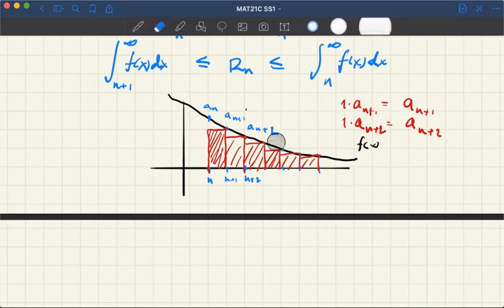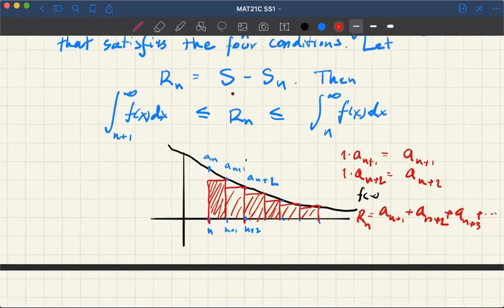So now if I sum all of the areas of these rectangles, it's just going to be a_{n+1} plus a_{n+2} plus a_{n+3} plus and so on, right? Do you see that it is R_n? Is it clear why it is R_n?